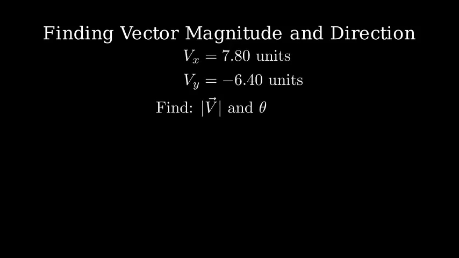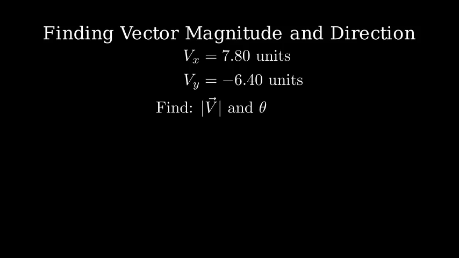Let's solve a vector problem where we need to find the magnitude and direction of a vector given its x and y components. Here's our problem. If the x component of vector v is 7.80 units and the y component is negative 6.40 units, what is the magnitude and direction of vector v?